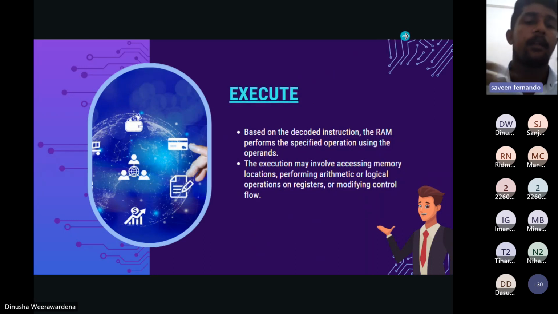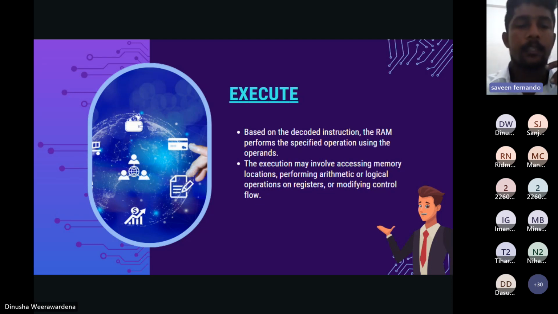So we have now done the fetching and the decode. Now we have execute. So now we proceed to the execute step. Based on the decoded instruction, the RAM performs the specified operation using the provided operands. This execution can involve accessing memory locations, performing arithmetic or logical operations on registers, or modifying control flow.